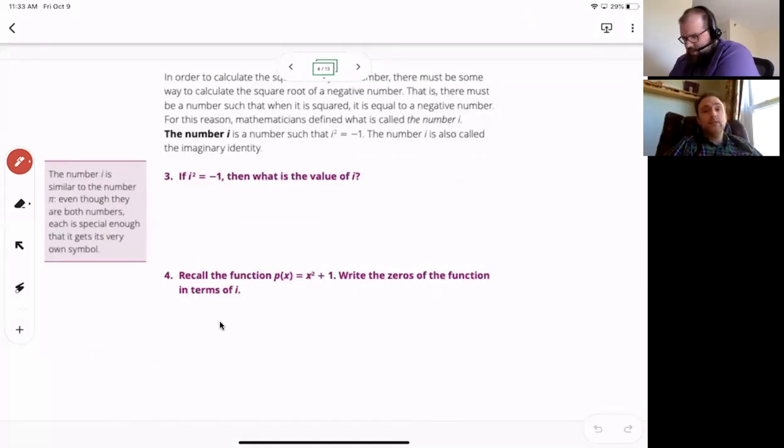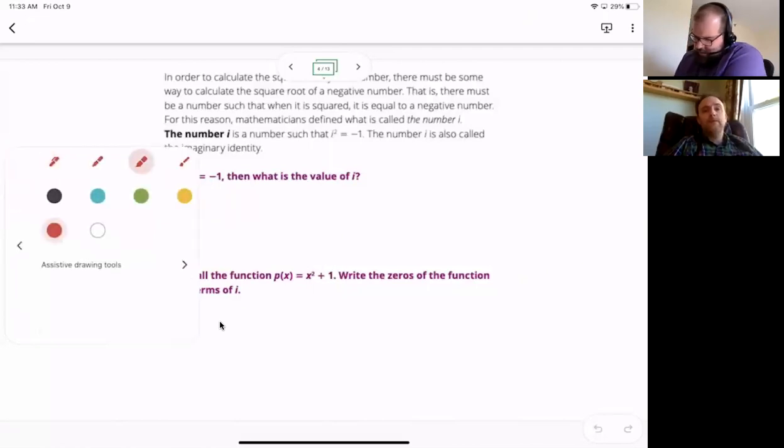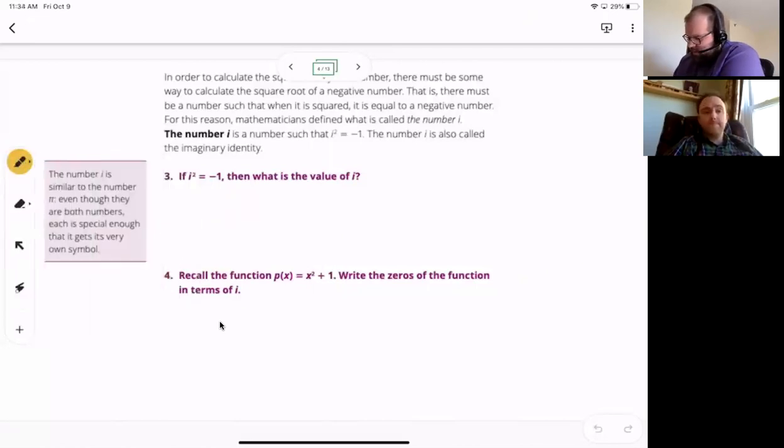That's a big deal. You're multiplying two things together and you get a negative number. This is such a big deal that I'm going to write this over here in bright yellow. i squared is -1. The number i is also called the imaginary identity. So if i squared is -1, then what is the value of i?